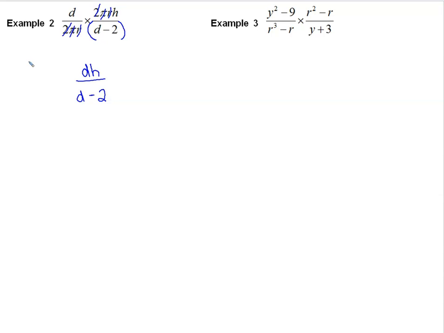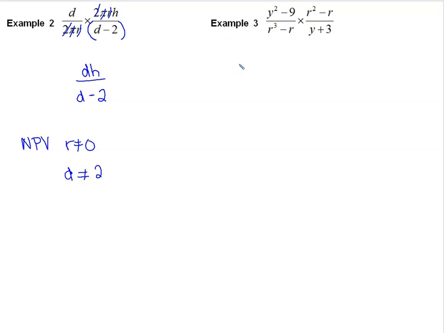And then if I'm looking for my NPVs, I have a couple different variables here, so I will have to define it for all of them. So I know that r can't equal 0, and pi is a constant, is not a variable, so I don't have to put anything there. And I know that d cannot equal positive 2.